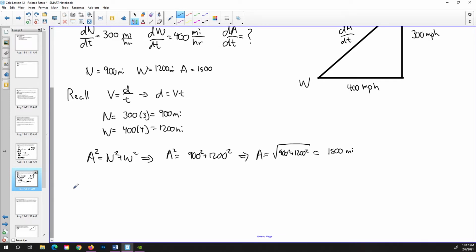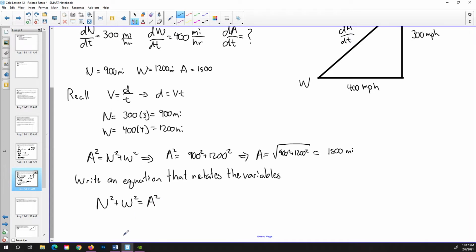Now we've found all of the values. Let's write an equation that relates the variables. Let's say that n squared plus w squared is equal to a squared. That's just the Pythagorean theorem.